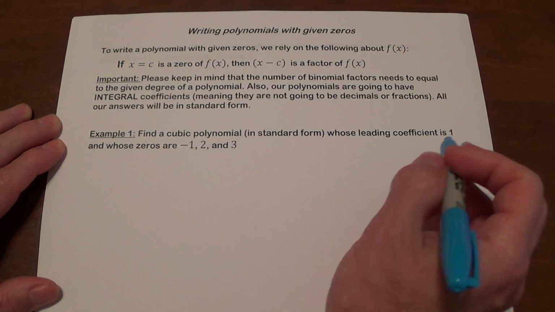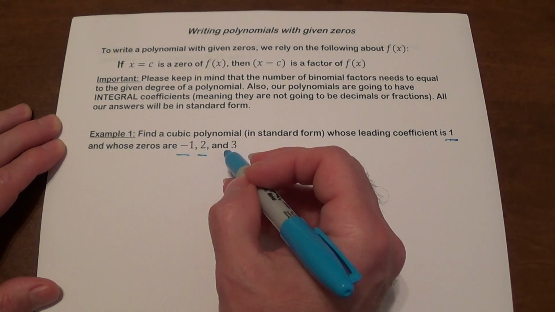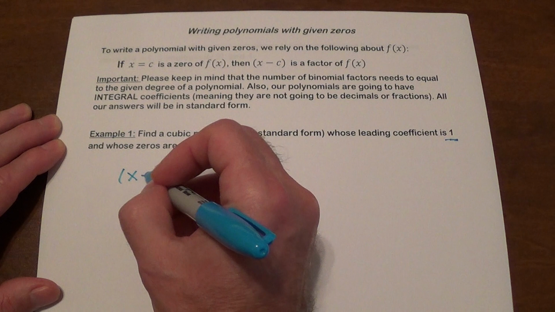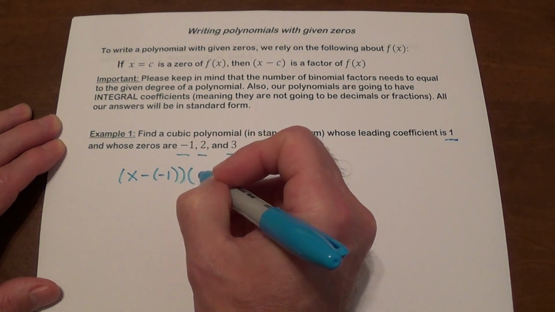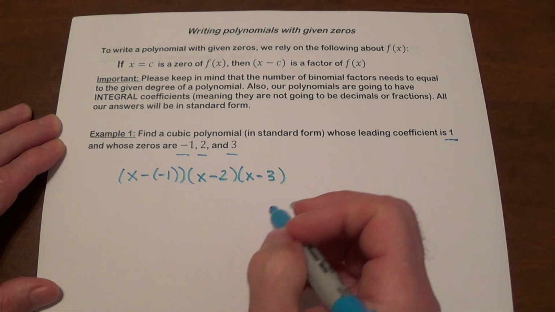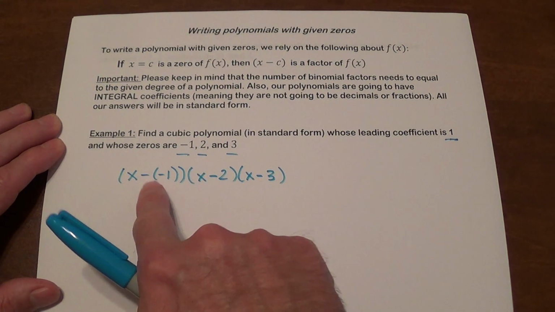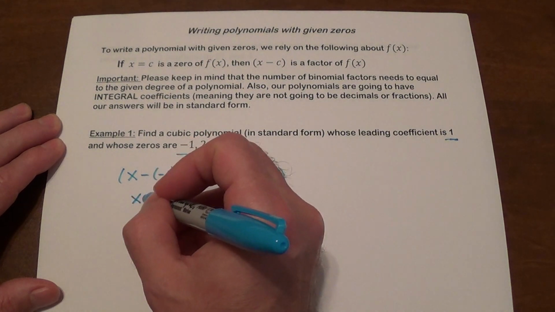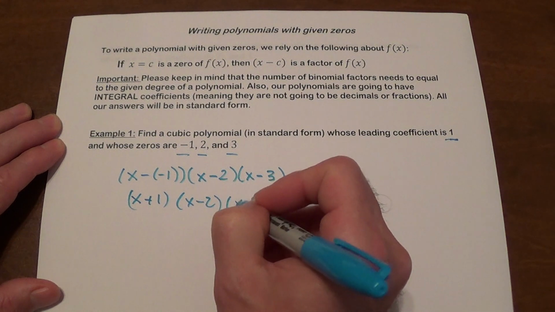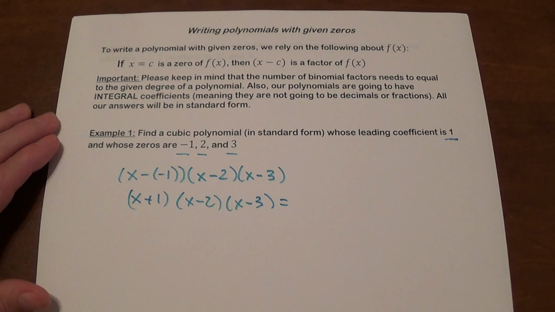We are given a polynomial whose leading coefficient is 1 and whose zeros are -1, 2, 3. So we're going to write x minus -1 times x minus 2 times x minus 3. All that's going to be written like that, always x minus the zero. Doesn't matter if it's positive or negative. So I can write that as x plus 1 times x minus 2 times x minus 3. And now what we basically do is we just expand it.